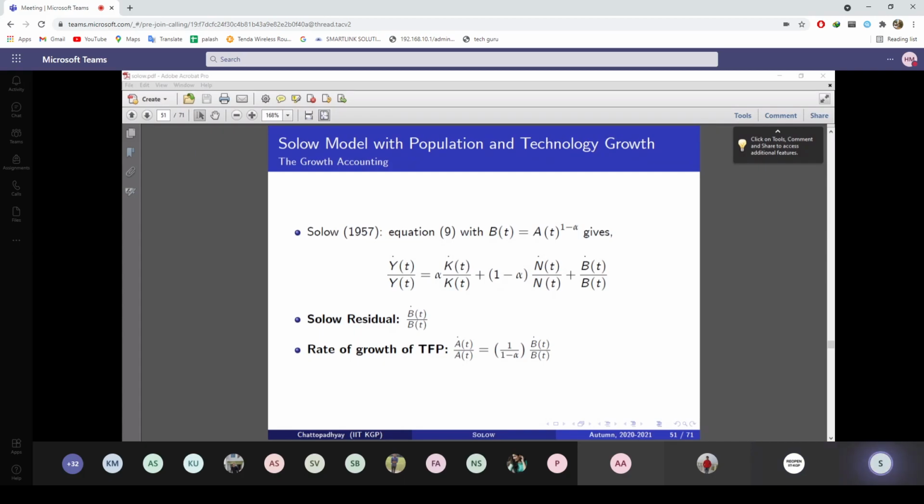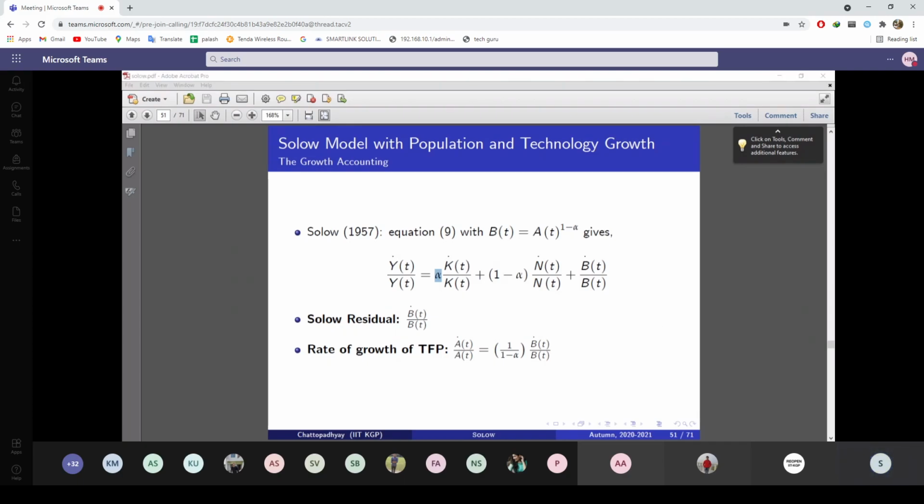Data means your GDP data is available. This is your GDP rate of growth. Y dot by Y is the rate of growth of GDP, which can be calculated from the data. K dot by K is the rate of growth of capital stock, can be calculated from the data. N dot by N is the population growth, can be calculated from the data. Alpha is basically your capital share in national income, RK divided by Y, can be calculated from the data. Then if everything is known, B dot by B can be calculated from this equation as a residual.